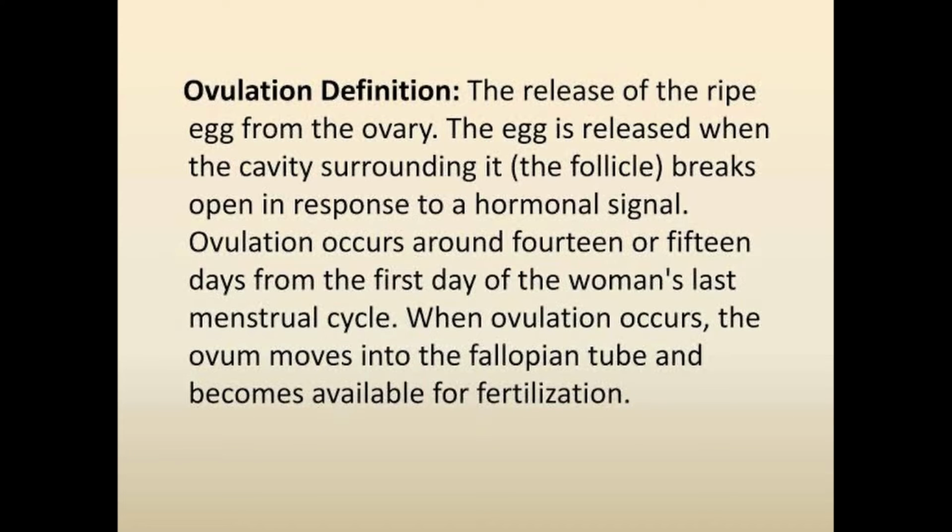So first we talk about what is ovulation. The release of a ripe egg from the ovary. The egg is released when the cavity surrounding it breaks open in response to a hormone signal. Ovulation occurs around 14 or 15 days from the first day of the woman's last menstrual cycle. When ovulation occurs, the ovum moves into the fallopian tube and becomes available for fertilization. So this is the ovulation.